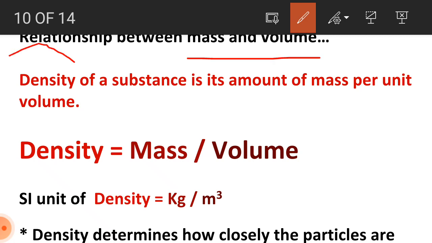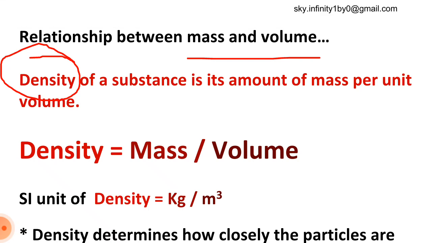The relationship between mass and volume is density. So density of a substance is its amount of mass per unit volume. Based on density, we can determine how closely the particles are. So we can find out the state of that matter based on density. The unit for density is kilogram per meter cube.